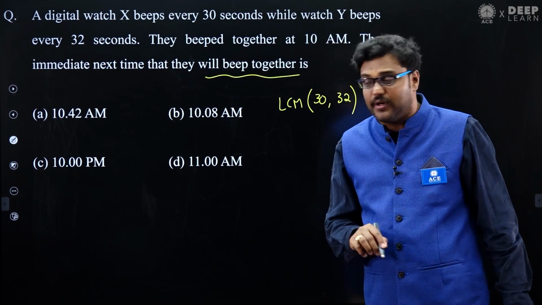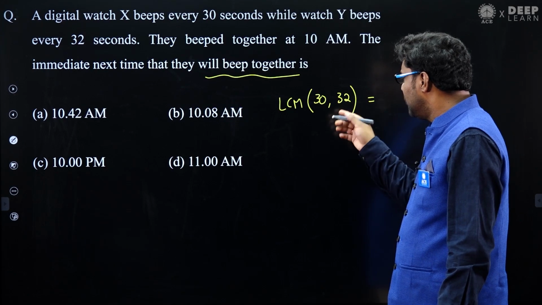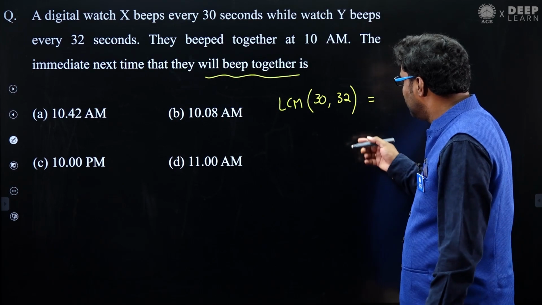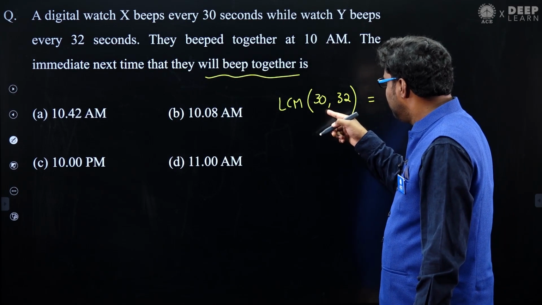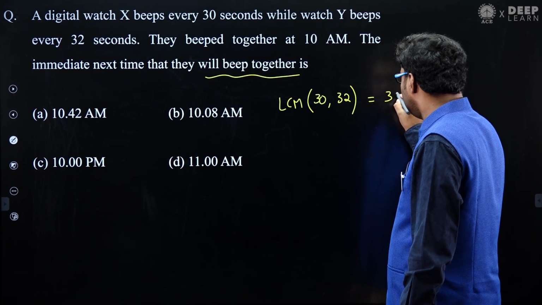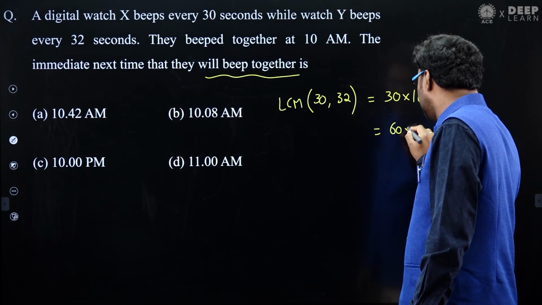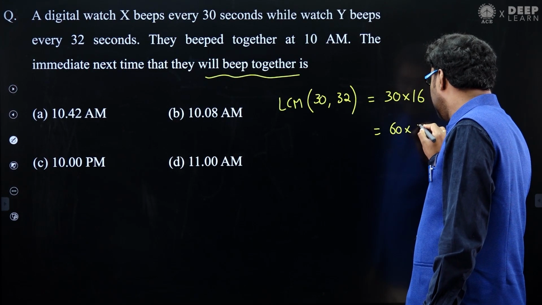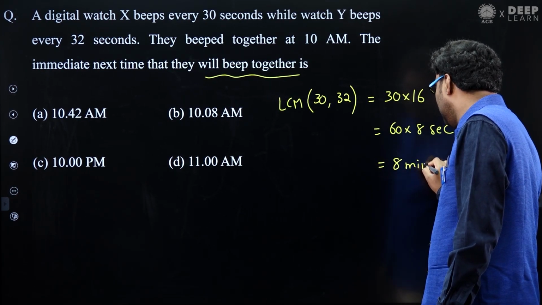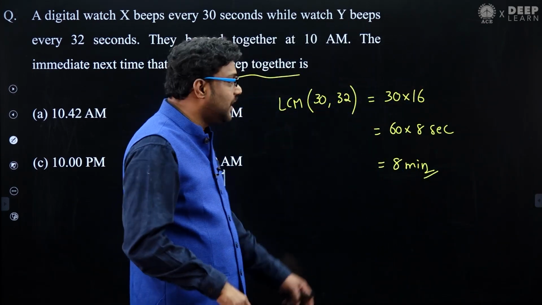The second one beeps every 32 seconds. If you apply LCM for these two, we'll get 2 into 15 into 16, because you have to divide with 2 only, other than that it will repeat. So 2, 15, 30. So we got 30 into 16, which can be taken as 60 into 8. So 60 into 8 seconds. I'm just trying to minimize the calculation. Yes, 480 seconds can be converted as 8 minutes.